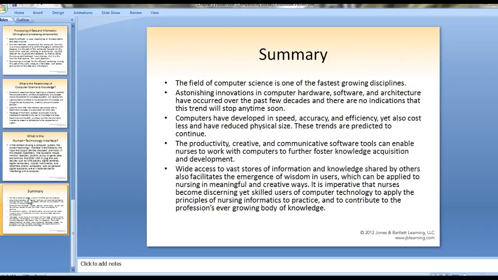So the field of computer science is one of the fastest growing disciplines. Astonishing innovations in computer hardware, software, and architecture have occurred over the past few decades, and there's no indication that this trend is going to stop anytime soon. Computers have developed in speed, accuracy, and efficiency, and they also cost less and have reduced in size. And it helps us with productivity through its creative and communicative software tools and its productive software tools.